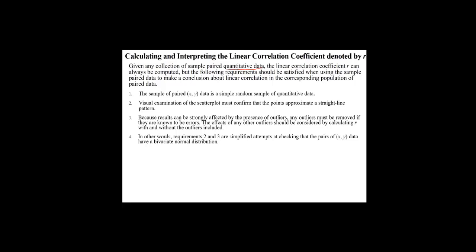Three, because results can be strongly affected by the presence of outliers, any outliers must be removed if they are known to be errors. The effects of any other outliers should be considered by calculating R with and without the outliers included. In other words, requirements 2 and 3 are simplified attempts at checking that the pairs of xy data have a bivariate normal distribution. Outliers can create a problem.